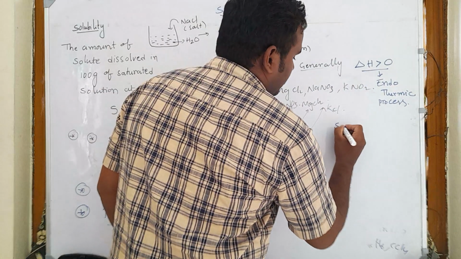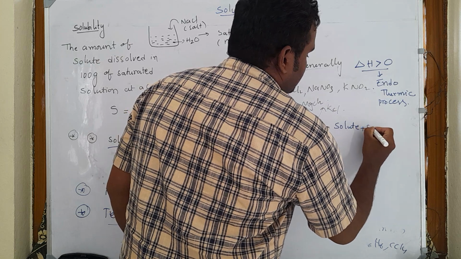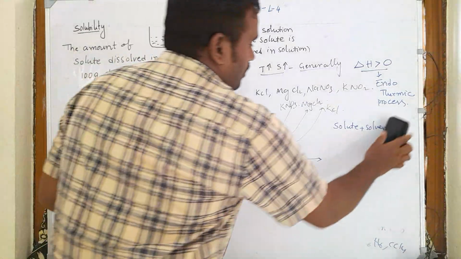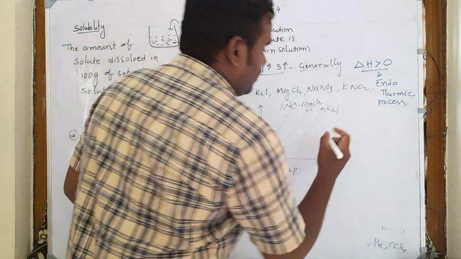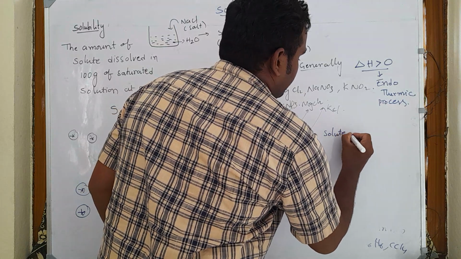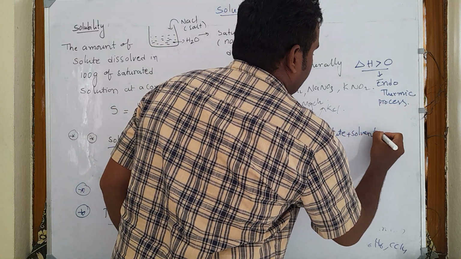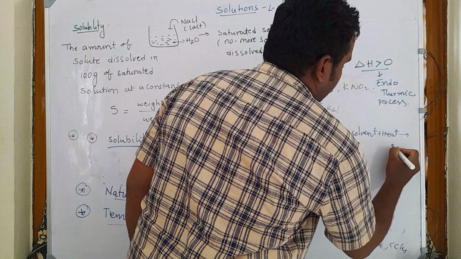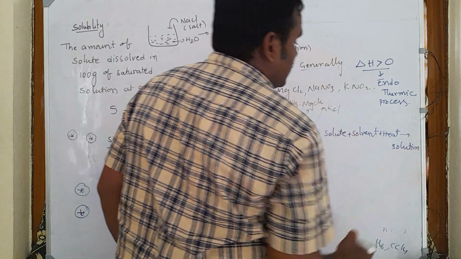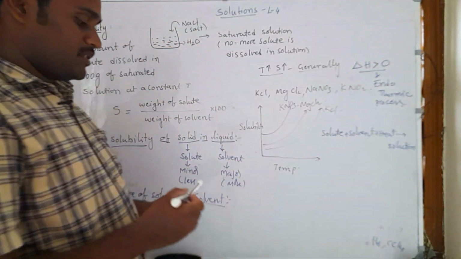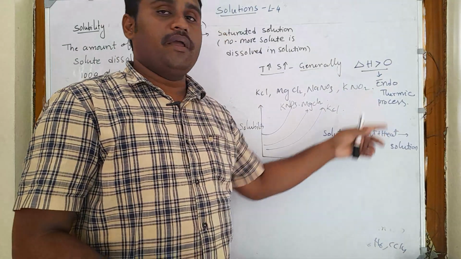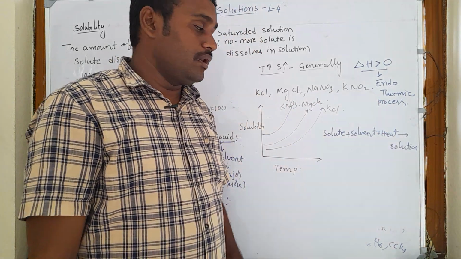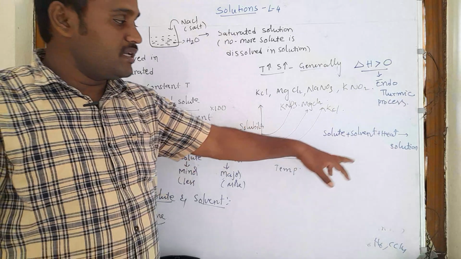Here we can write solute plus solvent plus heat, which means they are going to absorb heat energy and form the solution. When you apply the Le-Chatelier principle, if heat is increased, solubility also increases, and a greater amount of solute dissolves in the solution.